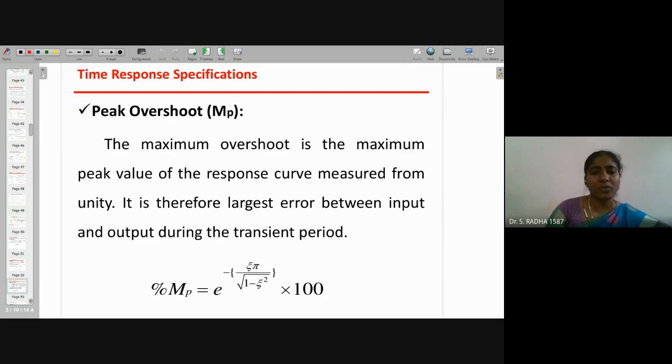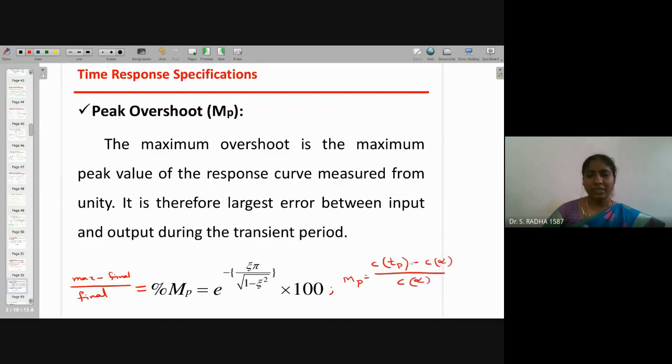Next formula, peak overshoot. So I was telling you peak overshoot means maximum value minus final value divided by final value. In other words, this MP is C of t at the peak time minus C of infinite, meaning final value, divided by C of infinite. In textbooks, you will find some equation like this, C of TP meaning C of t at TP.